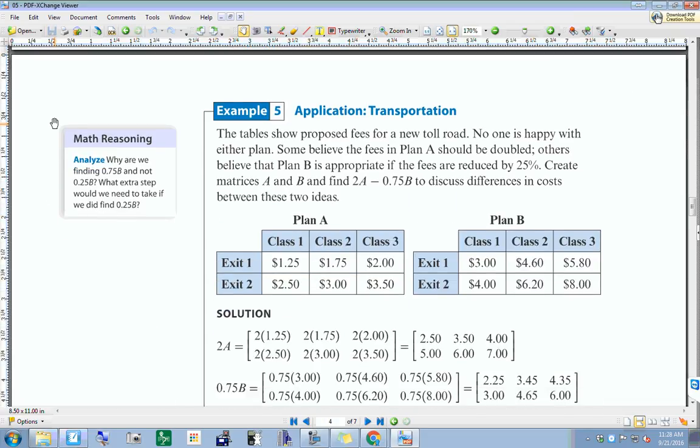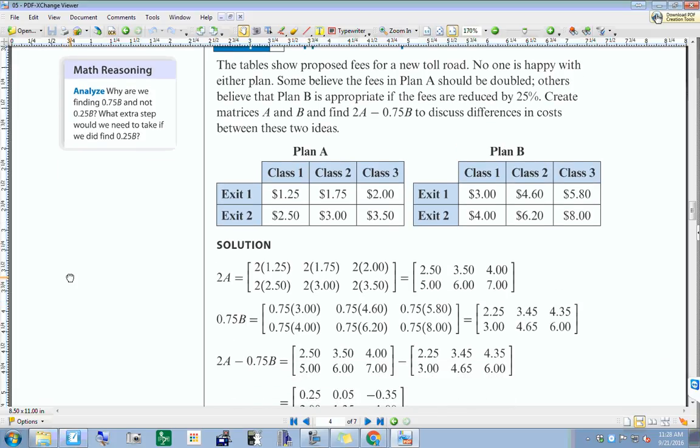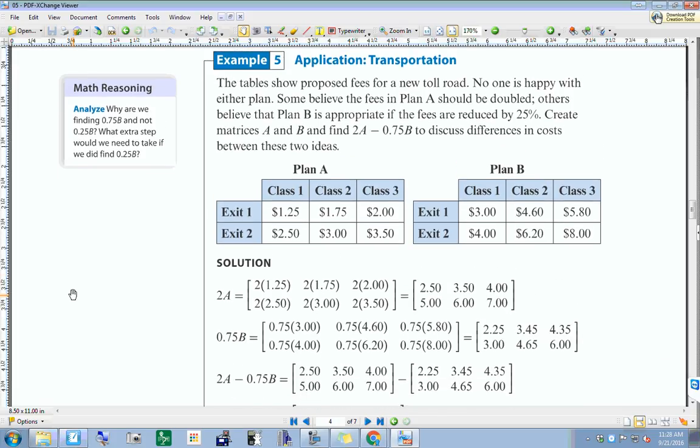So, let's take a look at this for a moment. It says the table shows proposed fees for a new toll road. No one is happy with either plan. Some believe the fees in A should be doubled. Others believe plan B is appropriate if the fees are reduced by 25%. Create matrices A and B and find out what the difference is going to be.